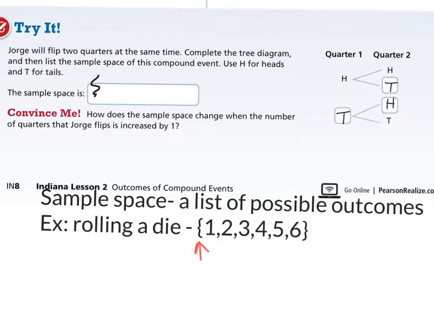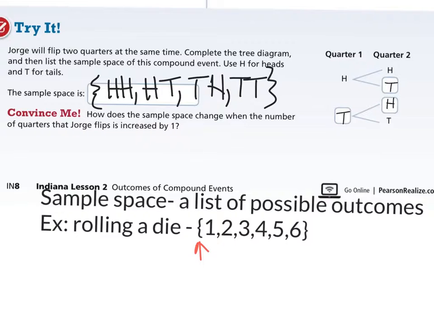So our sample space, one option would be heads, heads, heads, tails. What else? Tails, heads, and tails, tails. Good. Whatever order you want to put those in, as long as all 4 are there.